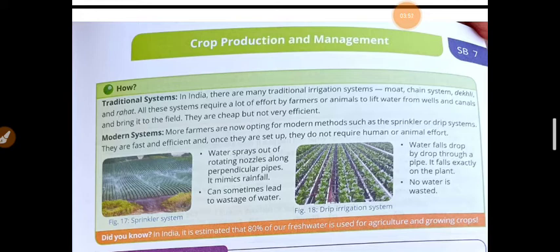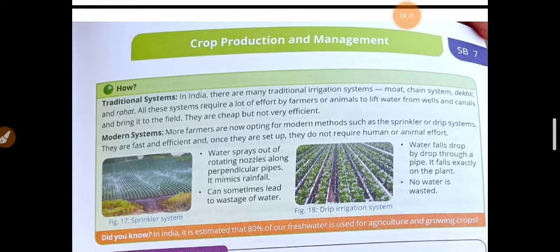In the modern system, more farmers are now opting for modern methods such as sprinkler or drip system. They are fast and efficient. Once they are set up, they do not require human or animal effort. एक बार इंस्टॉल होने के बाद we don't need animals or other people to do the work after. Those are sprinklers and drip systems.